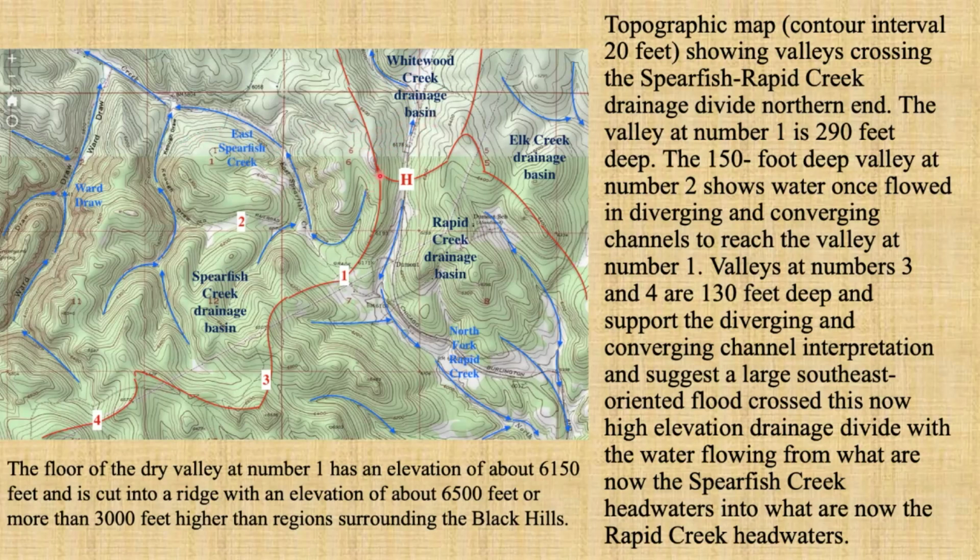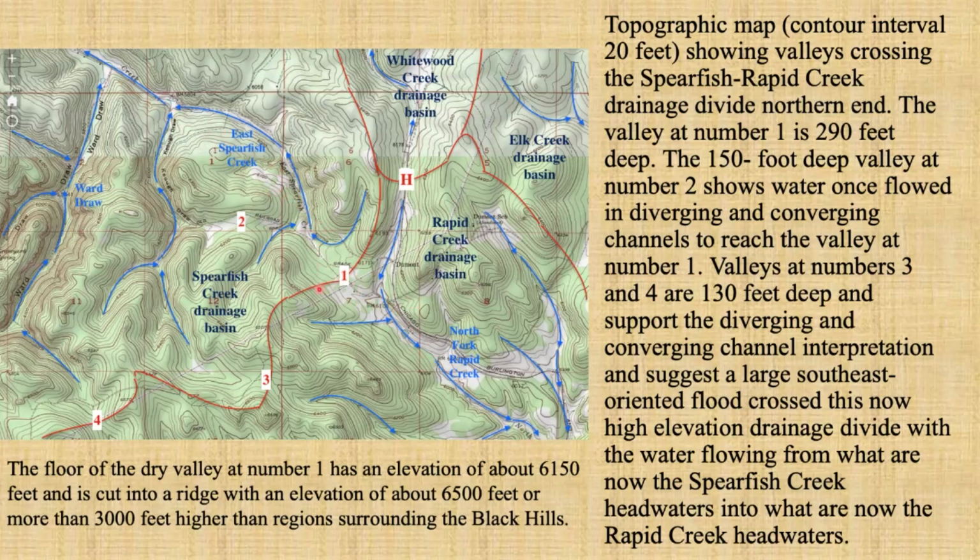Now, the drainage divide at this point is about 6,500 feet when you're on the higher areas along the drainage divide. But there are a number of valleys that are crossing that drainage divide, and that's going to be the main emphasis of my talk today. The valley here at number one, it connects the northwest-oriented East Spearfish Creek Valley with the southeast-oriented North Fork Rapid Creek Valley. And this is a valley that's almost 300 feet deep here.